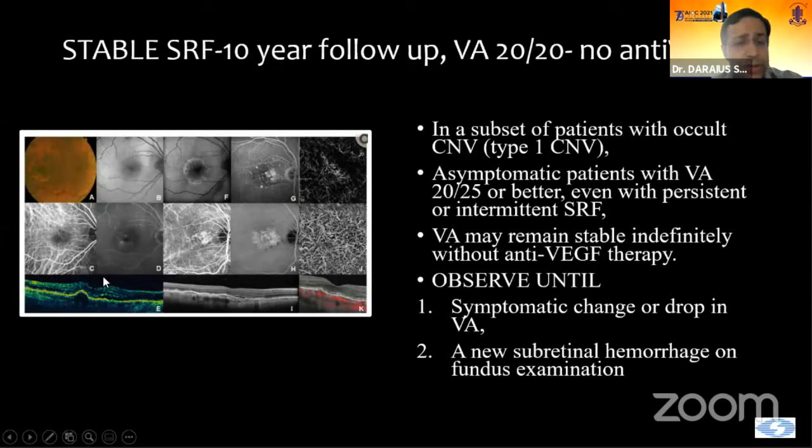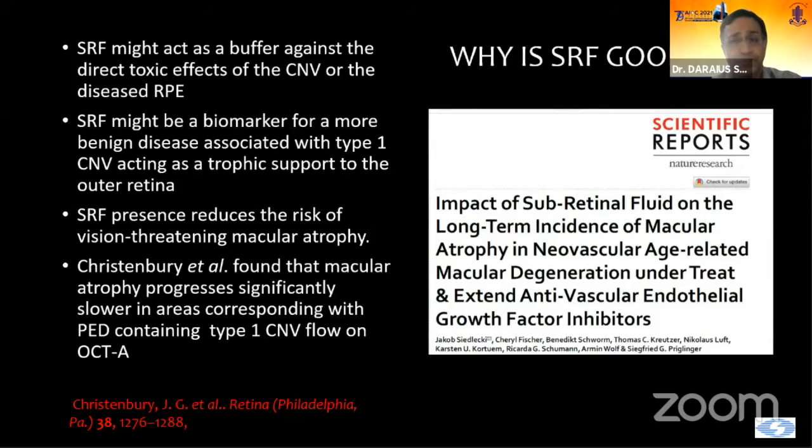So this is one of the images. You can see the time domain OCT down here showing the fluid, and 10-year follow-ups with the spectral domain OCT, and the corresponding FFA and the CNVM seen beautifully on the OCTA. And these were asymptomatic patients, vision 20/25 or even better. And they said, observe these until there's a symptomatic change, drop in vision, or a new subretinal hemorrhage on fundus exam. Why is SRF good?